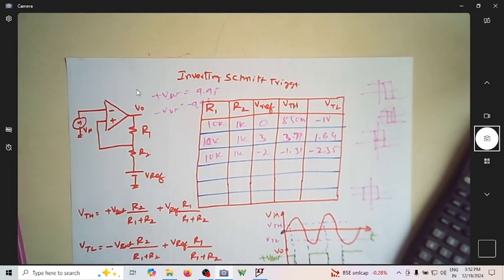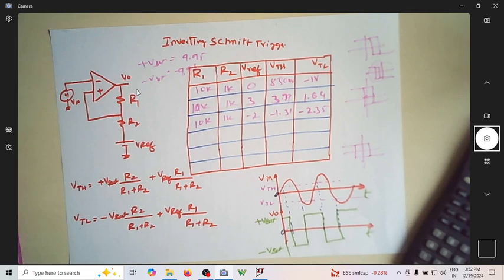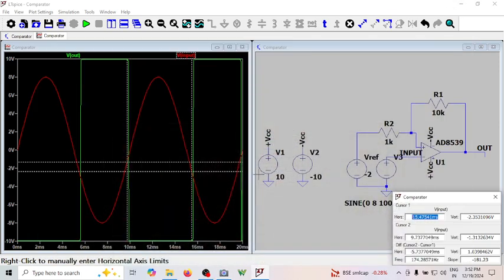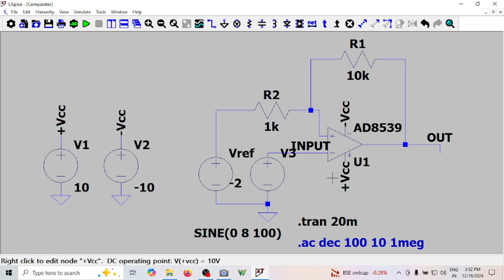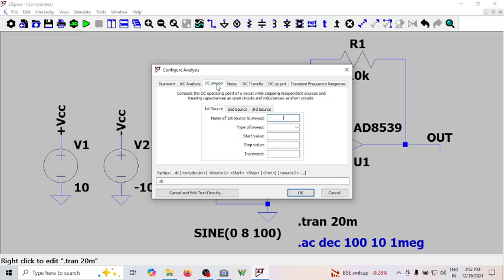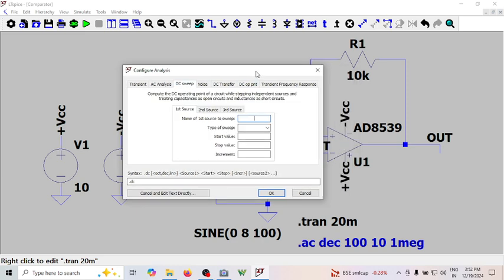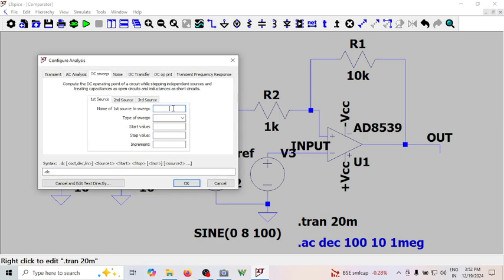Hope this will help you in solidifying the concept that you already know about this. Of course, there is another way of doing this hysteresis. In that case, we are actually sweeping the voltage. So I will not use .tran or .AC. Instead of this, I will do a DC sweep. The sweep that I'm doing is for the input, which is the V3 source. The sweep is linear.